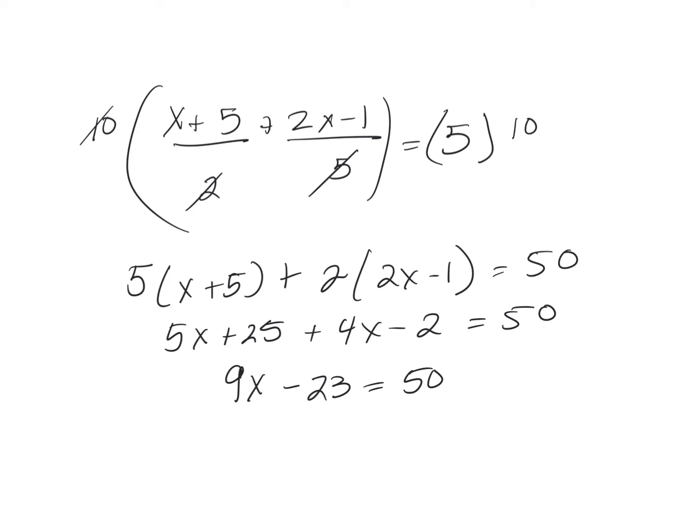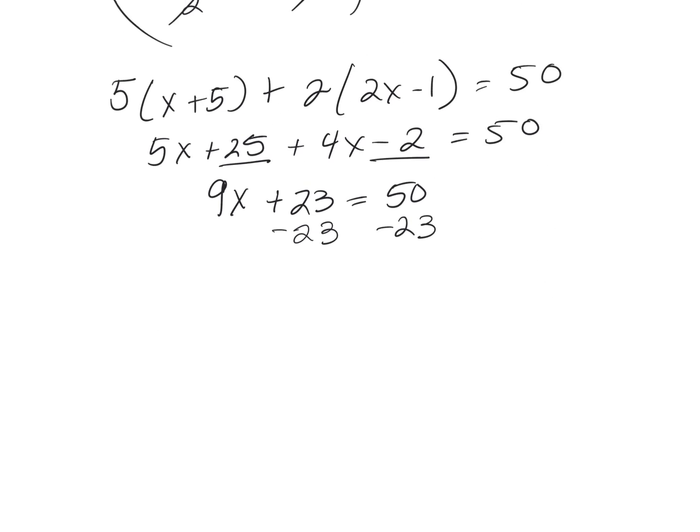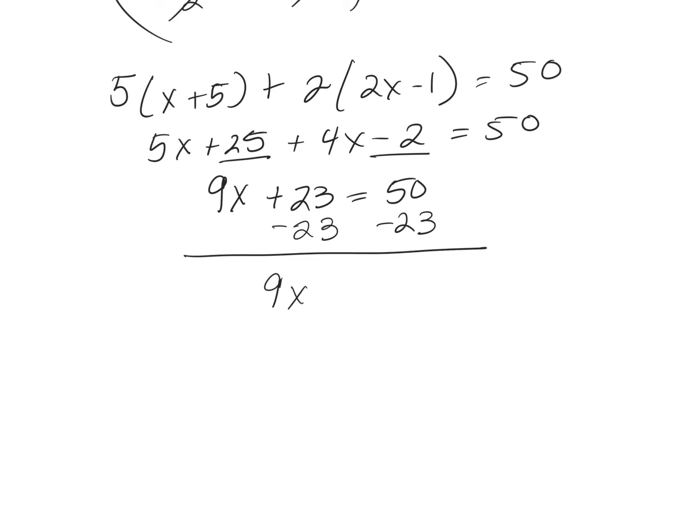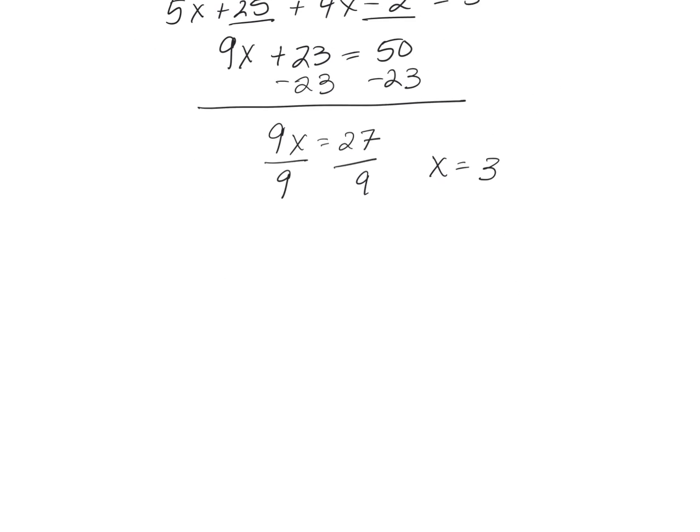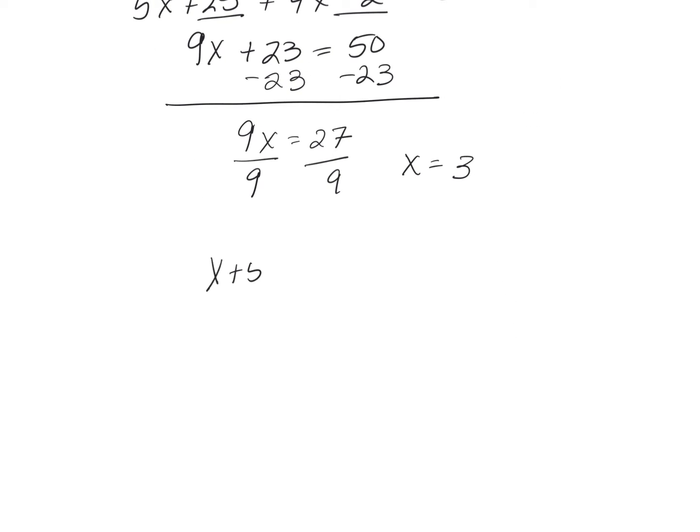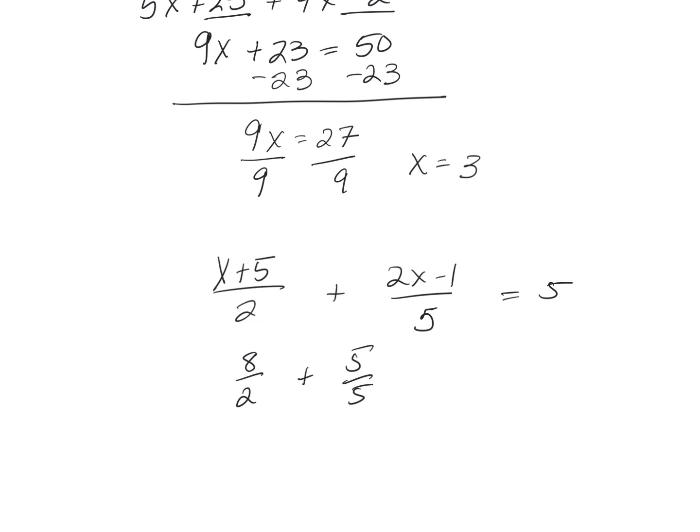There should be a plus 23. Just subtract the 23 from both sides and divide by 9. And I can plug it into the original equation to check my work. So 8 over 2 plus 5 over 5 equals 5. 4 plus 1 equals 5, and that checks. Awesome.